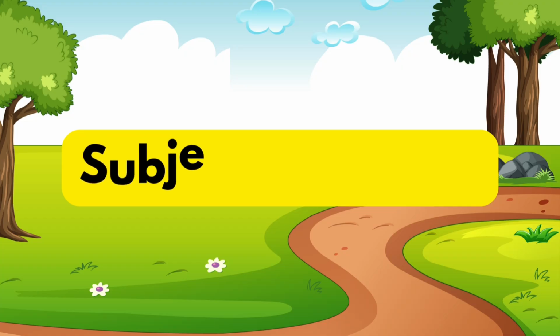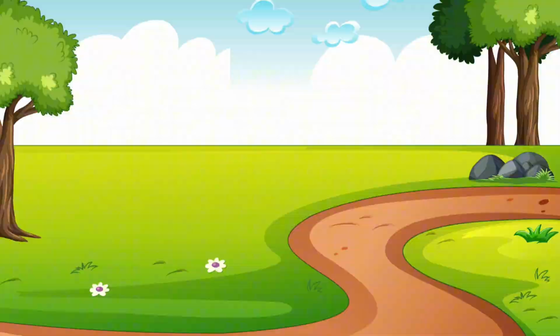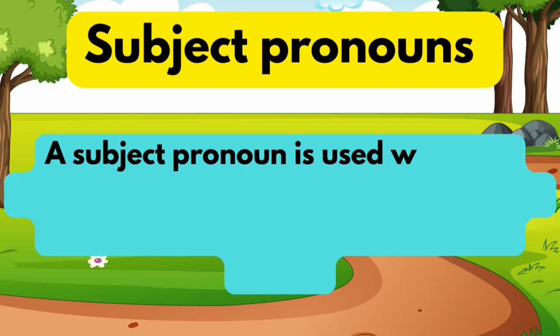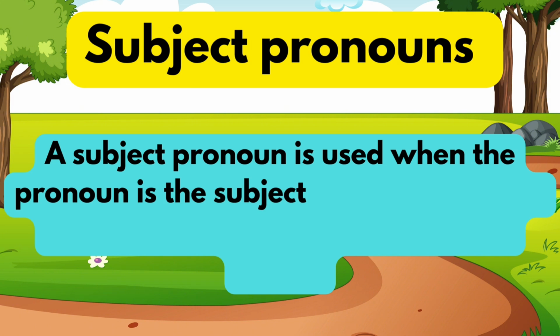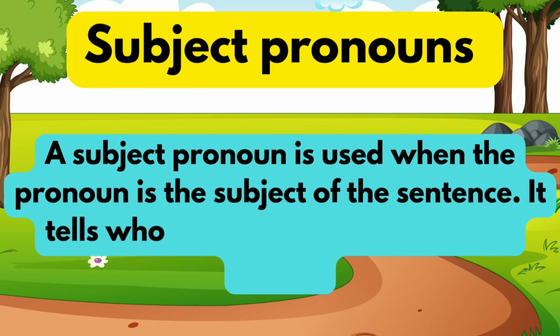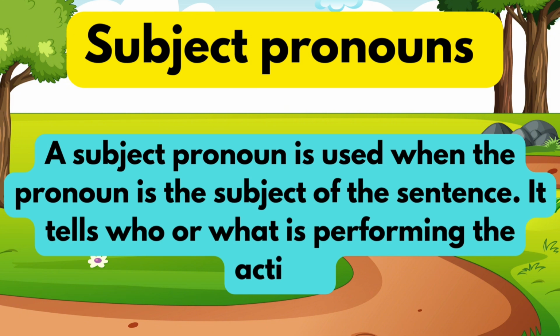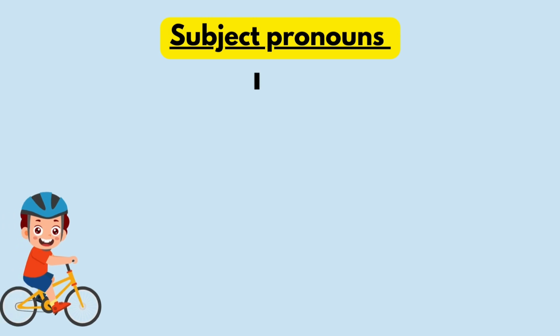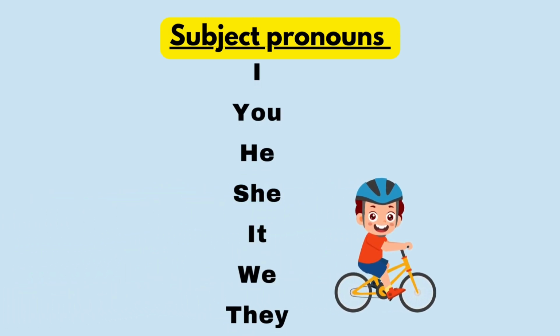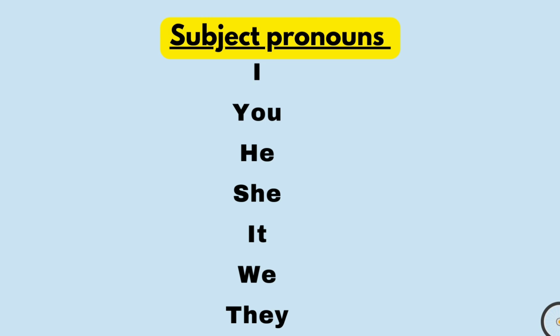Let's look at subject pronouns. A subject pronoun is used when the pronoun is the subject of the sentence. It tells who or what is performing the action. Here are the subject pronouns in English: I, you, he, she, it, we, they.